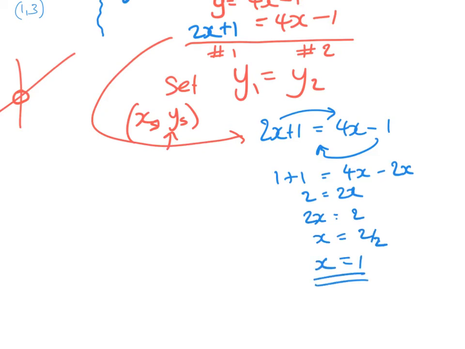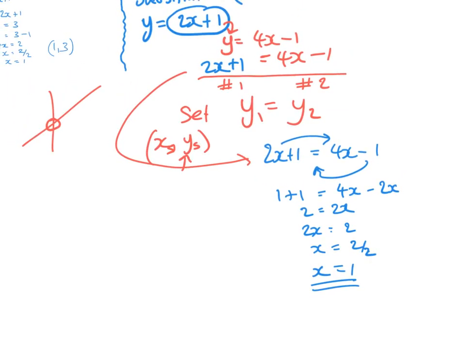So this method's quite straightforward because you find the x first, and then you can plop it into either of the two equations. So let's just choose the first one. y is 2x plus 1. We're going to substitute an x of 1 into there to find the corresponding y.